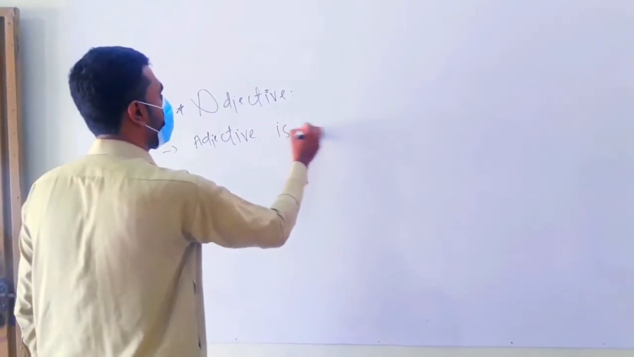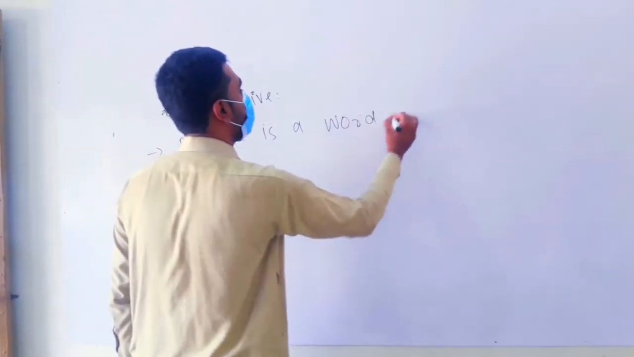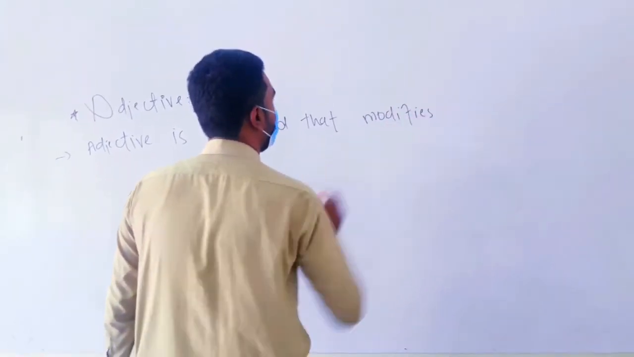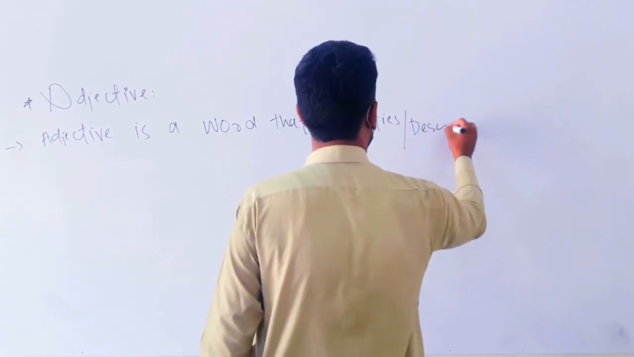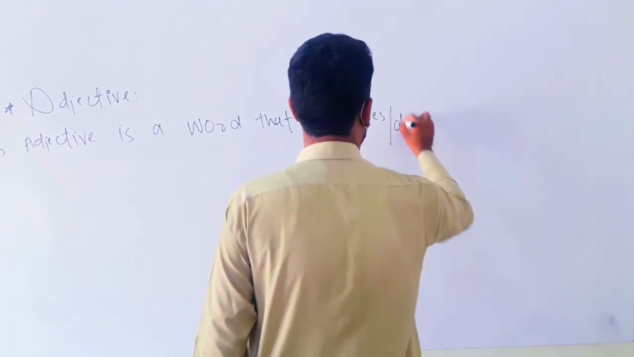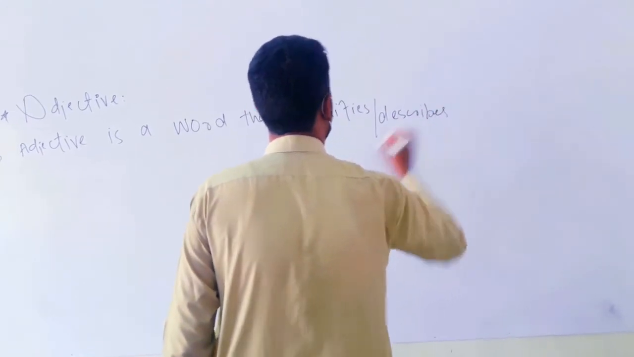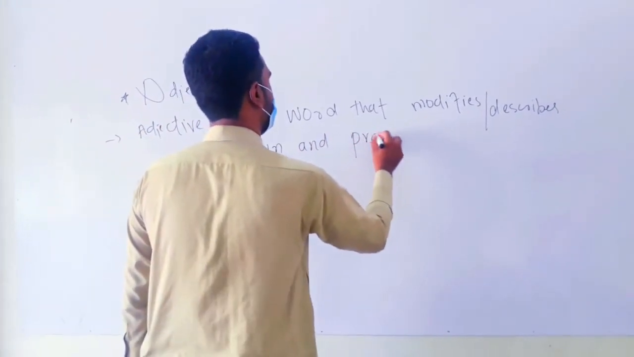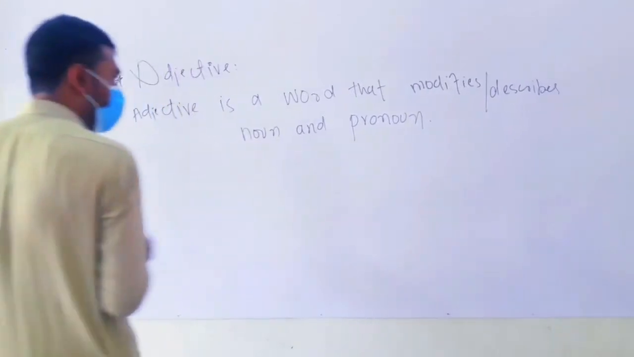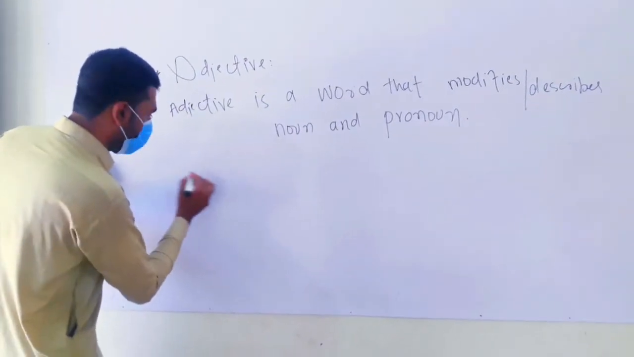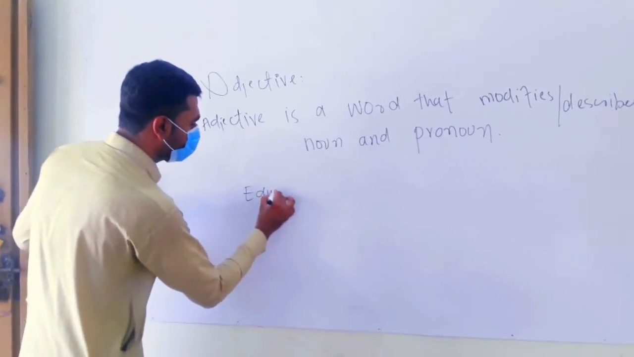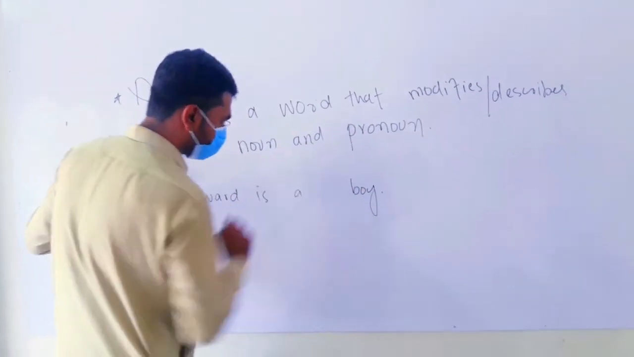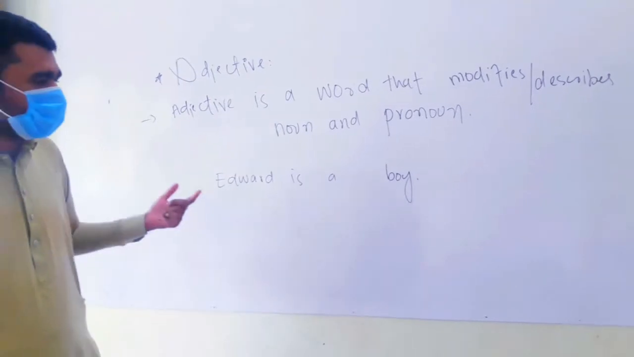Adjective is a word that modifies or describes noun and pronoun. For example, here, Edward is a boy. So it is a simple sentence that Edward is a boy.